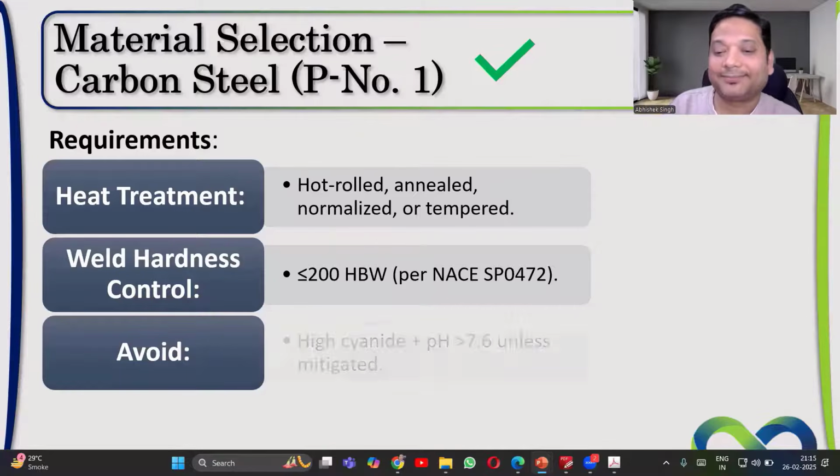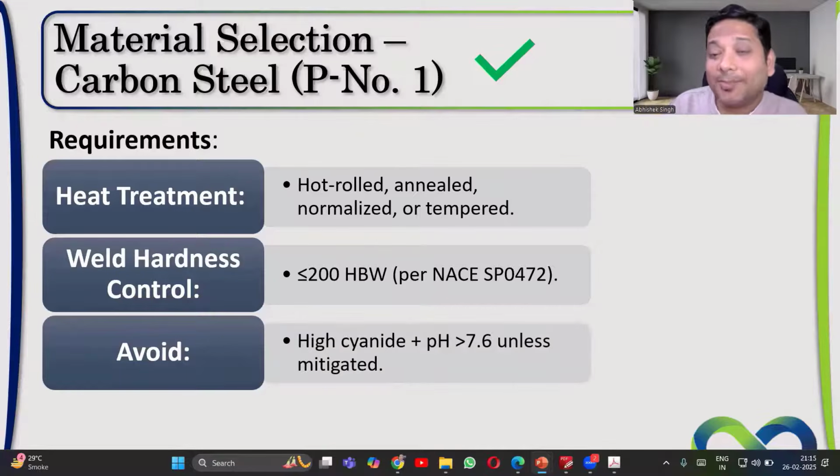Normally, carbon steel you will be avoiding where you have high cyanide or pH values more than 7.6. It becomes difficult for carbon steel material.